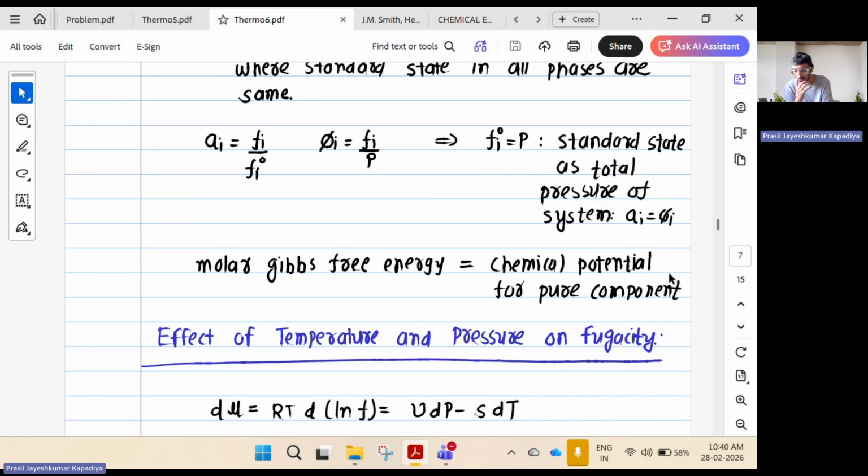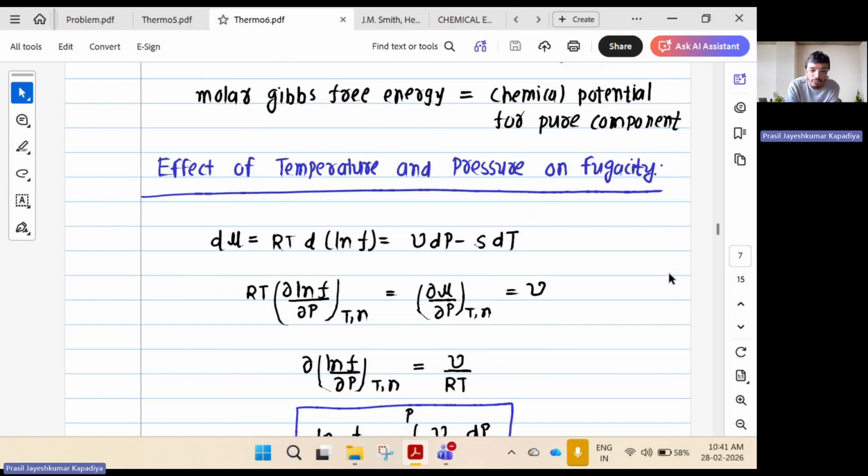Okay, so when we were dealing with chemical potential or molar Gibbs free energy, we had a look at its effect on temperature and pressure. Now the same thing we are going to do for fugacity also. We are going to see how fugacity varies with temperature and pressure.